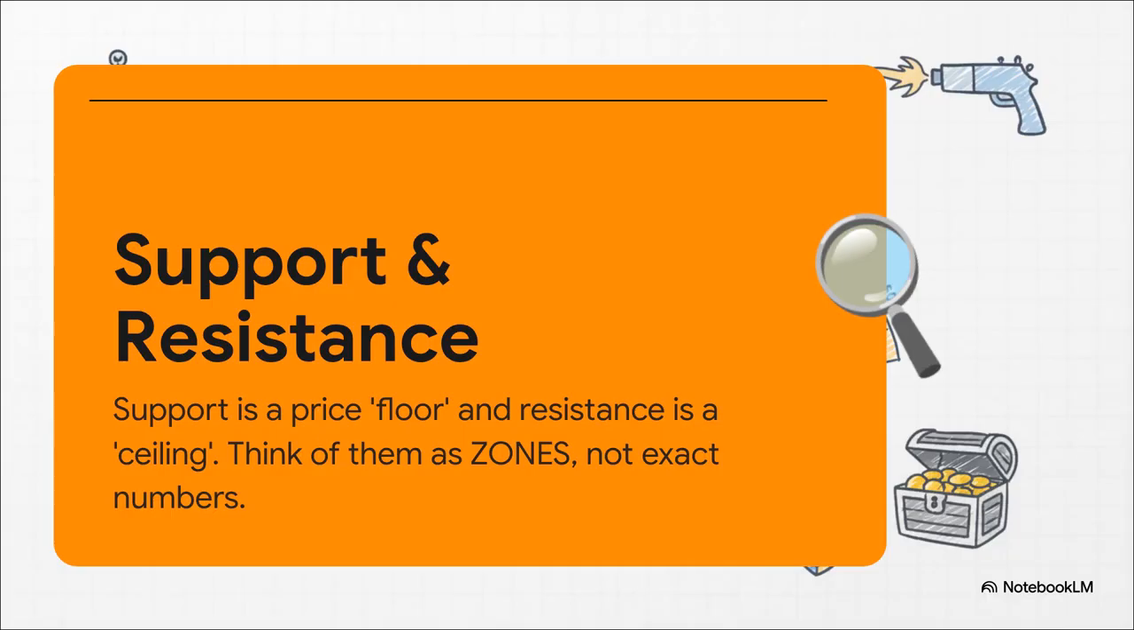And to find that perfect spot, we use support and resistance. Just think of support as a price floor that's holding the market up, and resistance is the ceiling that's pushing it down. Now here's the key insight from our source material. You need to see these not as exact lines, but as zones. Thinking of them as zones helps you avoid getting faked out by these little quick moves that just poke through the level for a second.